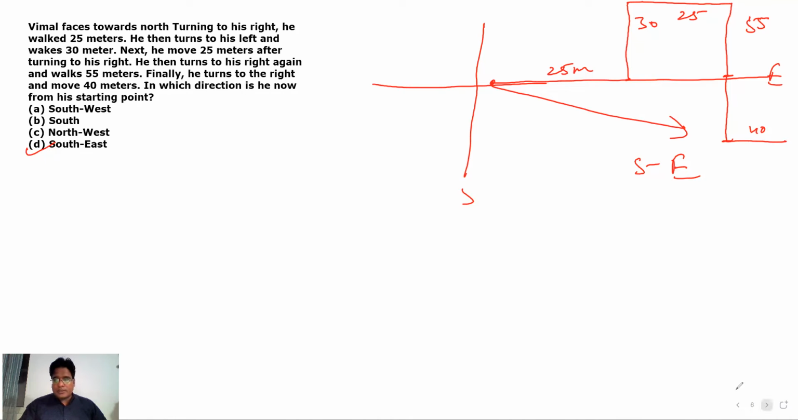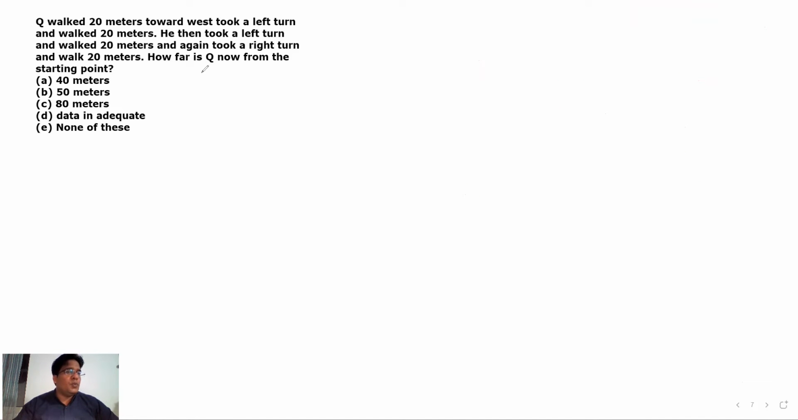Next question is, a person Q. A person Q is standing here. Walk 20 meters toward west. 20 meters toward west. And took a left turn and walked 20 meters. The left for the person who is facing toward west is towards south. 20 meters. He then took a left turn and walked 20 meters. Again, he takes which turn? Left turn, and goes to this.